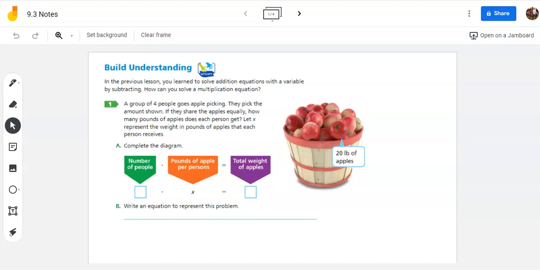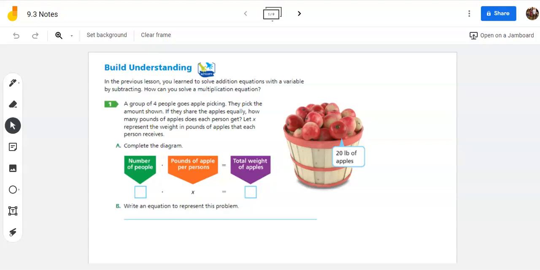Now I want you to pay attention because we're not going to do all of it on the build understanding. Some of them you're going to get to X out, or if you're completing this online, you will not have to do it because I just don't like the way that it is going over it for you. Go ahead, we're on page 288, and let's look at the top. In the previous lesson, you learned to solve addition equations with a variable by subtracting. How can you solve a multiplication equation? So think about that.